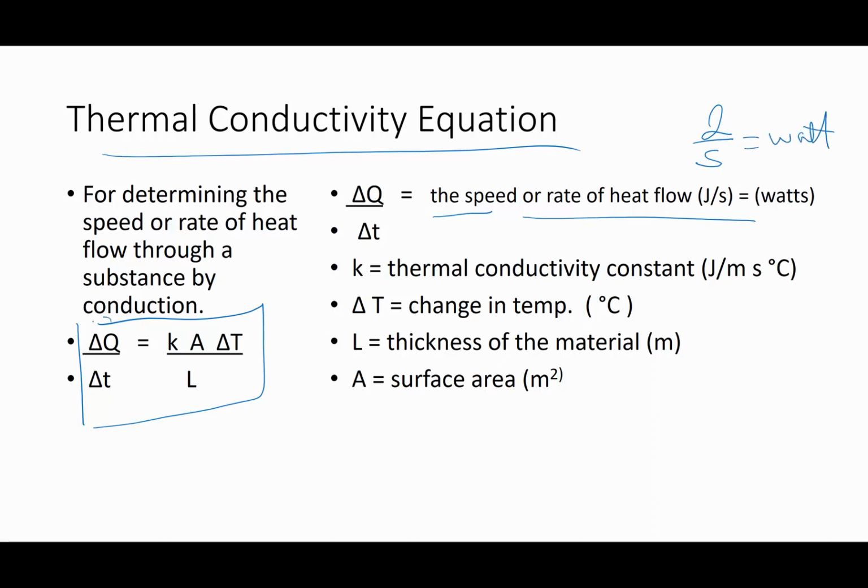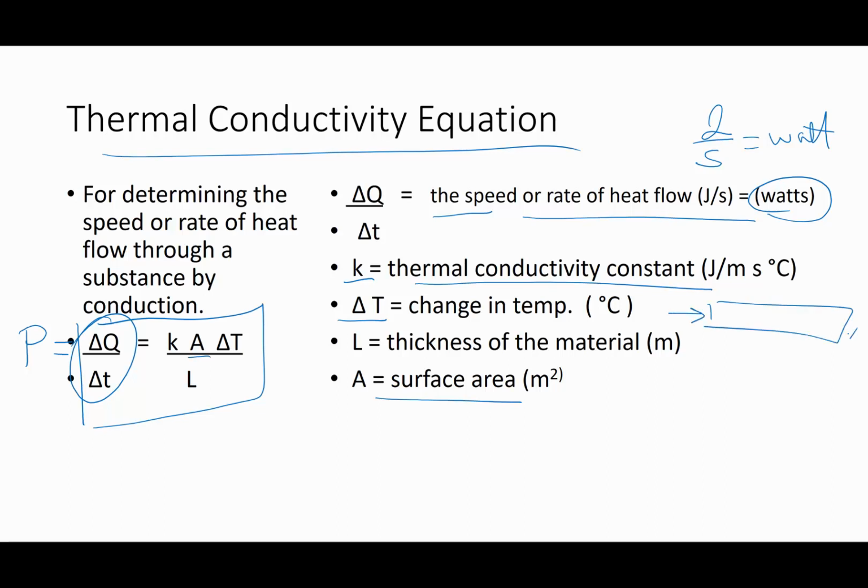So this is interesting because it actually is solved for two things, not just one. But sometimes you'll see this equation written also equal to capital P for power, and power is written in watts. K is something called the thermal conductivity constant. That's going to vary depending upon the material you are working with. A is the surface area of the material. Delta T is the change in temperature from one end of something to the other that the heat is conducting through. And L is the thickness of the material in meters.